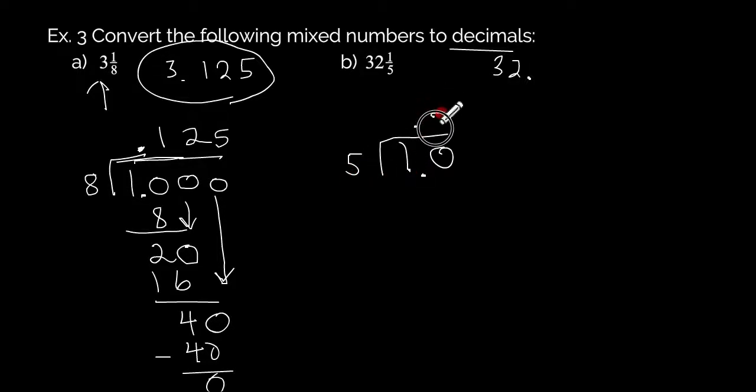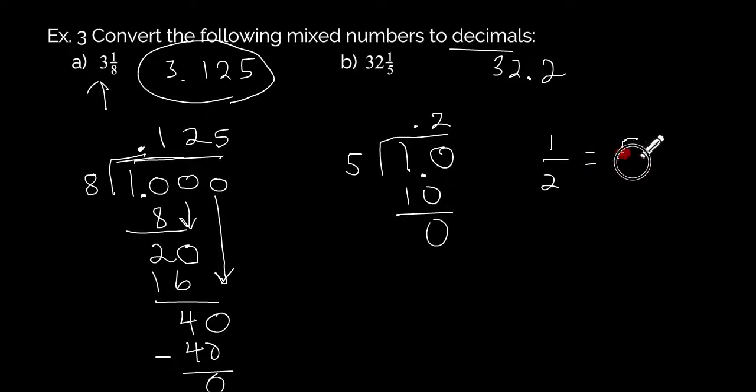5 goes into 10 2 times. 2 times 5 is 10. And we bring that down, and we get a 0. And so we are done. So 1/5 is equal to 0.2. 1/5 and 1/8 are fractions that it's really handy to memorize: 1/8 is 0.125, and 1/5 is 0.2. Just like you should know that 1/2 is equal to 0.5, and 1/4 is equal to 0.25. Okay, some fractions converted to decimals that you should memorize.